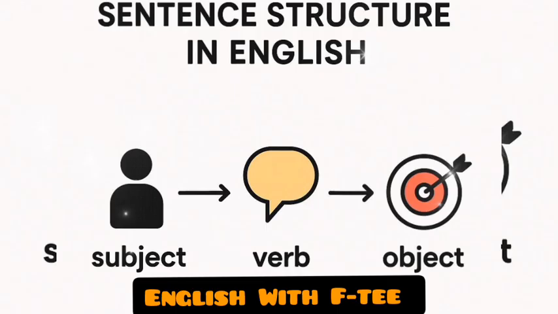The next component we are going to talk about is the object. An object is a noun or pronoun that receives the action done by the subject. Objects are of two types, and they are direct and indirect objects. The direct object is a noun or pronoun that receives the action directly.